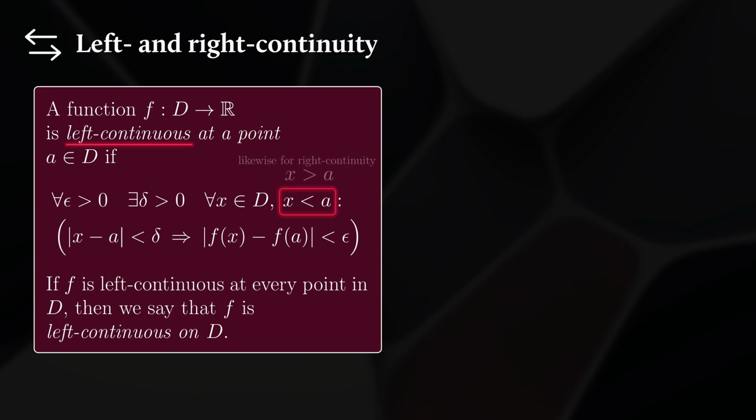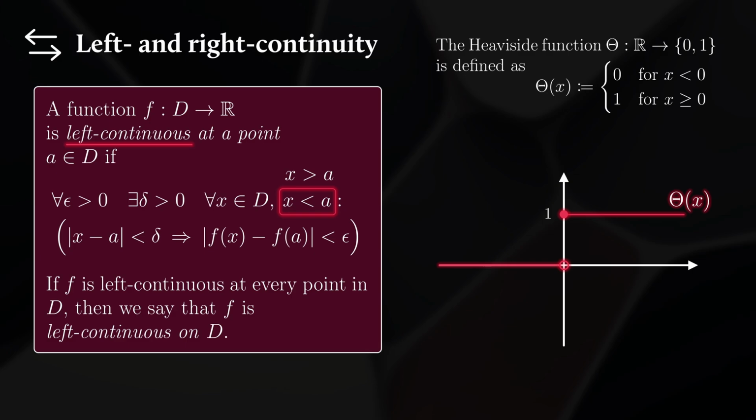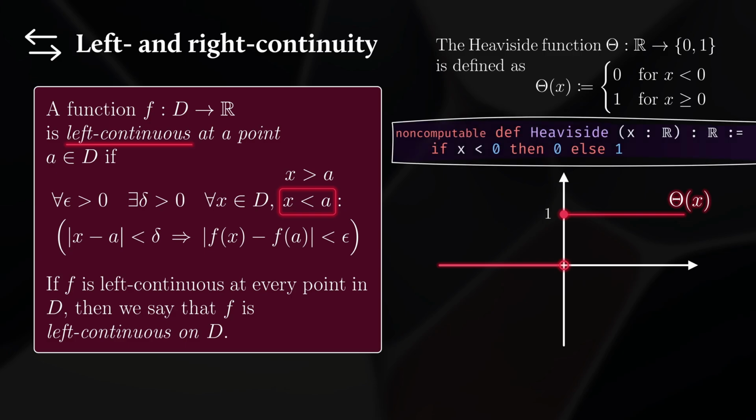That is, we approach from the left side to our point where we want to consider the continuity. As an example, let's discuss the Heaviside function theta from the real numbers to {0, 1}, which is defined as 0 whenever x is smaller than 0, and 1 whenever x is bigger or equal to 0. To write it down in Lean, we use an if-then-else statement. We might ask ourselves if this function is continuous at the point x being 0.